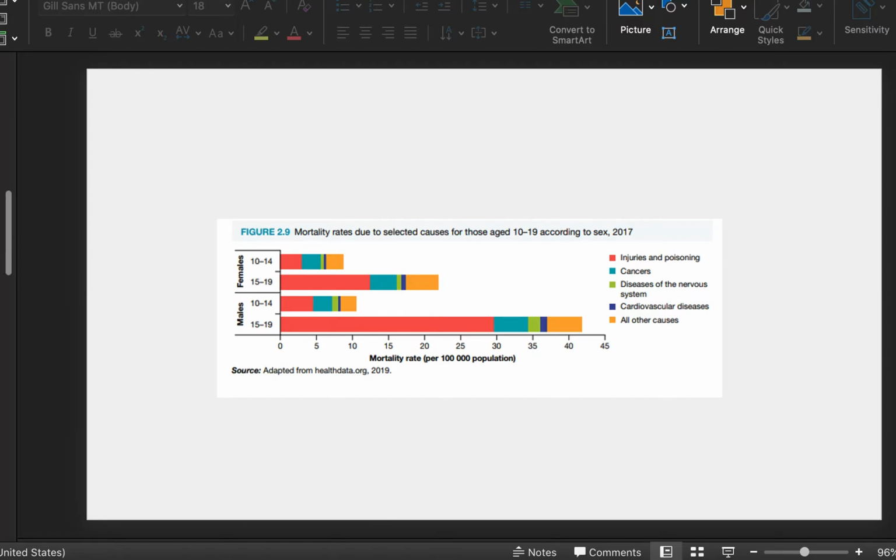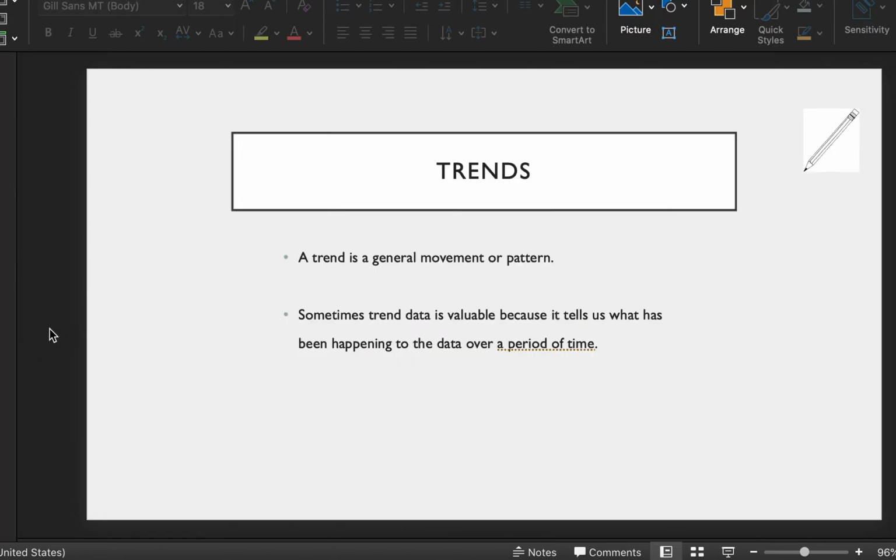Now, I've mentioned this word quite a few times, and it's the last thing we're going to look at today, and then you need to start using the skills of mortality rates and trends. So a trend, back to your notes, is a general movement or pattern, and trend data is what we read when we look at graphs that are collected from real life data, and it's telling us a story, what has been happening, what might happen in the future if this trend continues the way that it's currently going.